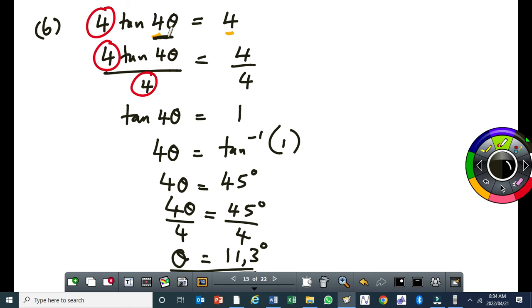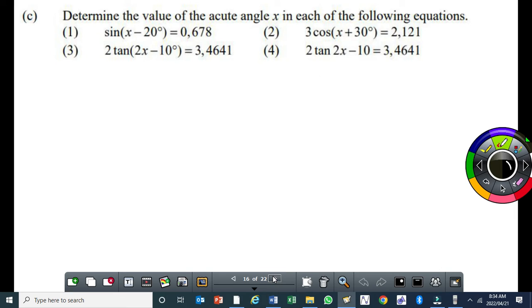Right. So let's do now. This is now C. Now these questions are slightly more complex than the first one that I did and the second one. This is slightly more complex, but the concept is still the same. Right?